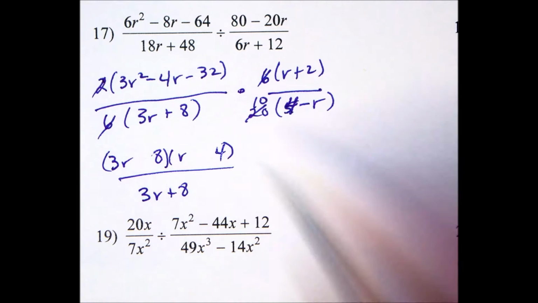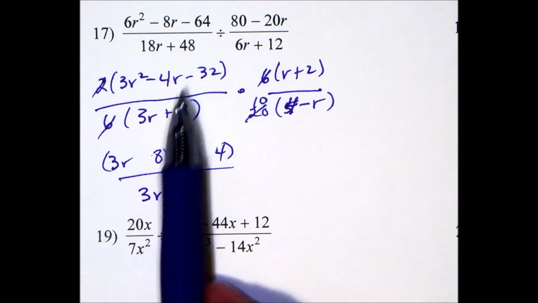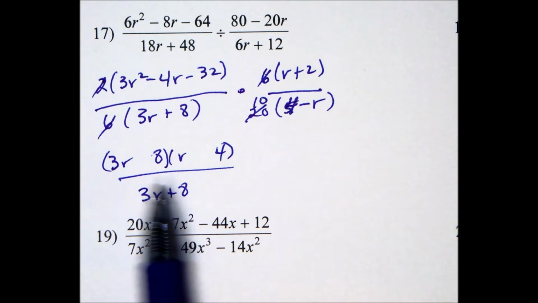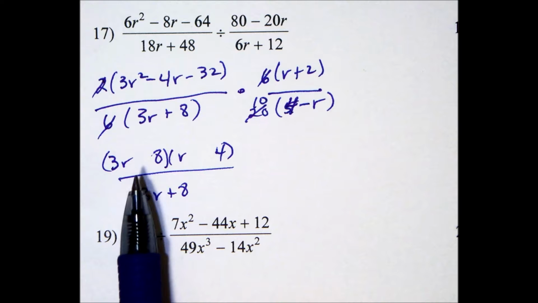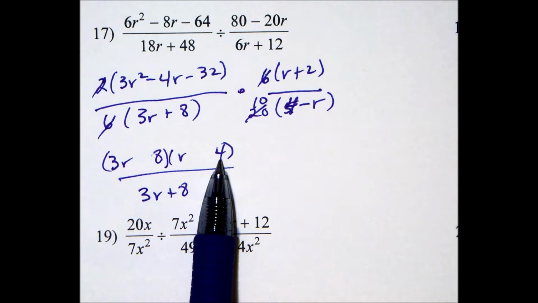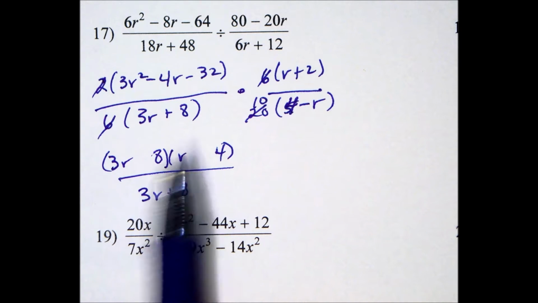8 times 4. Now, here's a quandary. This has a negative sign. So that means one of these has to be negative and the other one has to be positive. In order to get a negative 32, it takes a negative 8 times a positive 4 or a positive 8 times a negative 4.